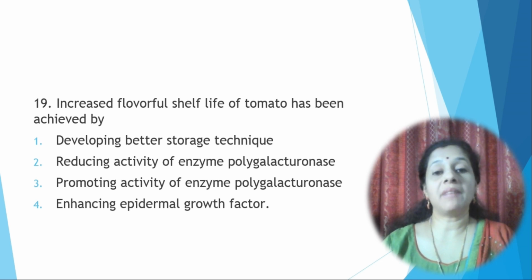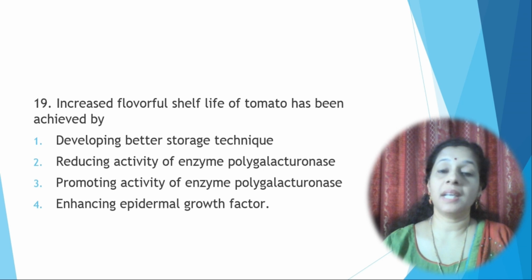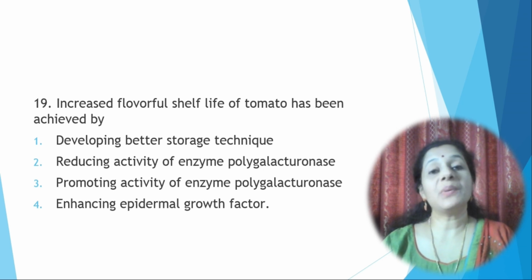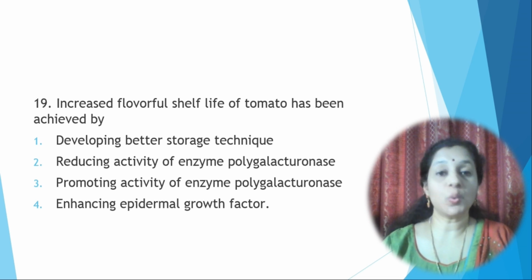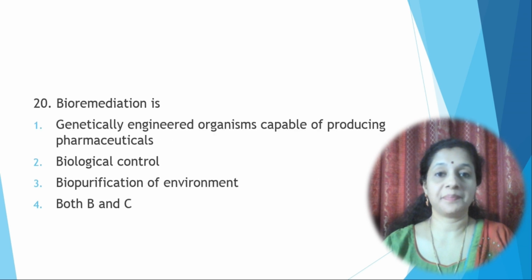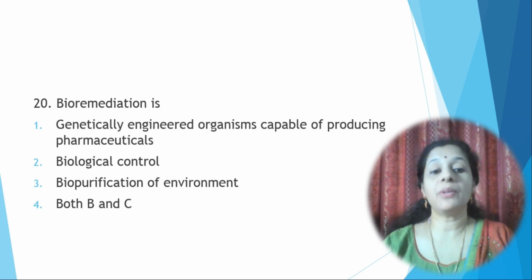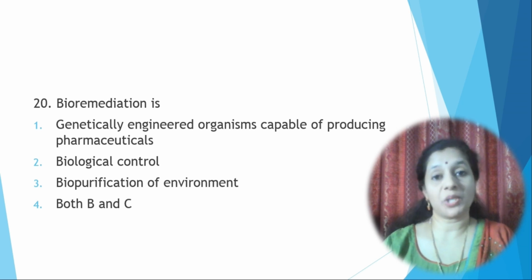Increased flavorful shelf life of tomato has been achieved by. This is an example of a genetically modified organism or plant, flavor saver tomato, in which we have delayed the ripening process. For that, we reduce the activity of the enzyme polygalacturonase. So option 2 is the correct answer here. Bioremediation. It is an application of biotechnology to purify the environment. So biopurification of environment, third option is correct.